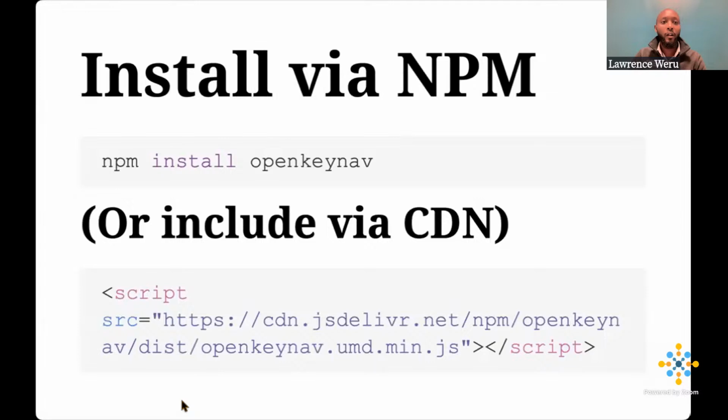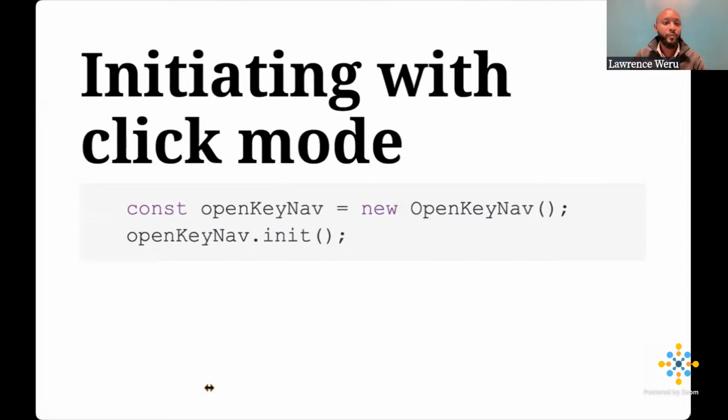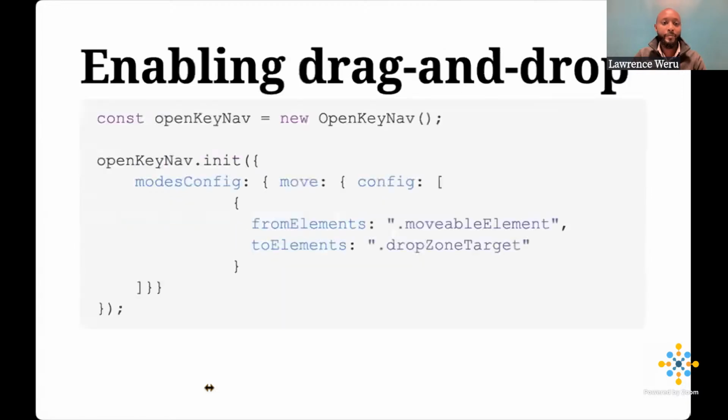Developers can install OpenKeyNav in one line of code using npm or CDN. Two lines of code are all that's needed for developers to initiate OpenKeyNav with support for clicking on interactive elements and also navigating. Enabling drag and drop can be as simple as defining draggable elements and their drop zone targets in just a couple more lines of code.